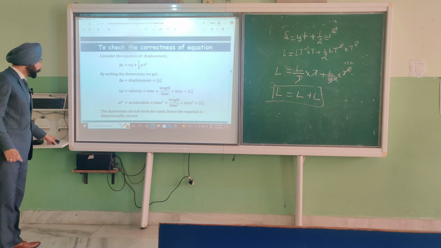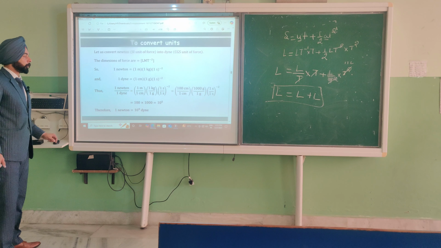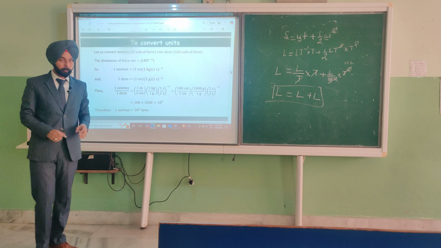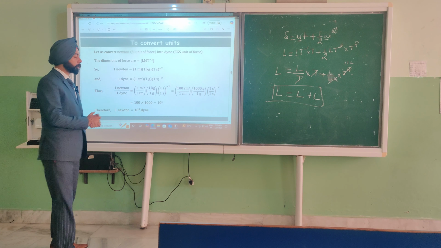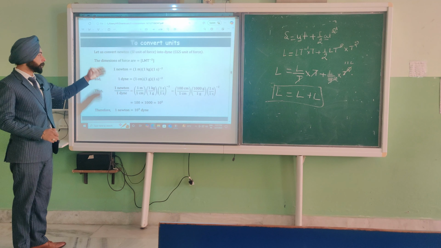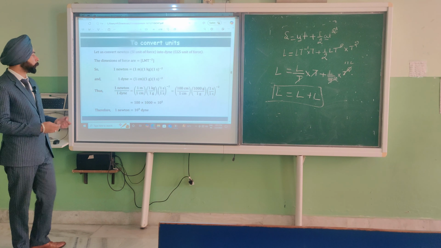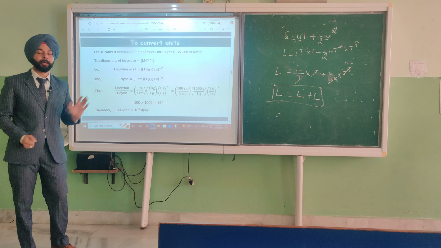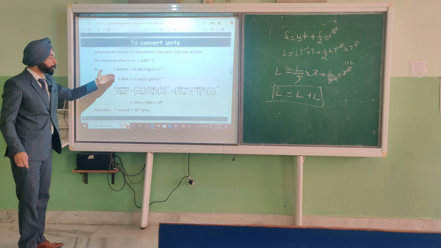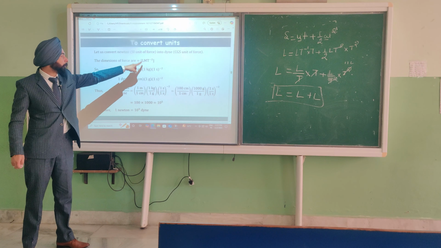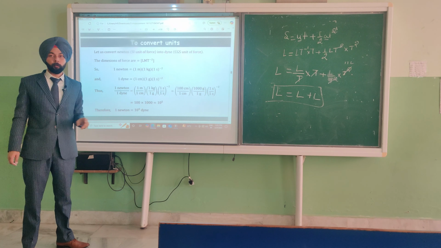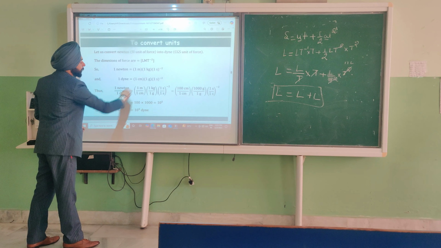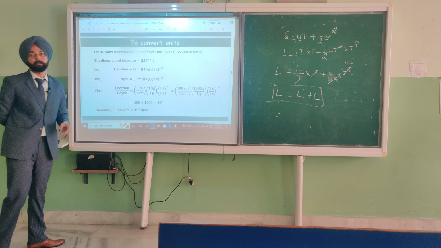Next thing is to convert the units. Let us convert Newton into dyne. Dyne is the CGS unit of force and Newton is the SI unit of force. Now the dimensional formula of force is equal to M L T minus 2. Here L, M, T is written, don't get confused, it is M L T minus 2. Now 1 Newton is equal to 1 meter length, mass 1 kilogram and time 1 second square. And 1 dyne is equal to 1 centimeter, 1 gram, 1 second square.